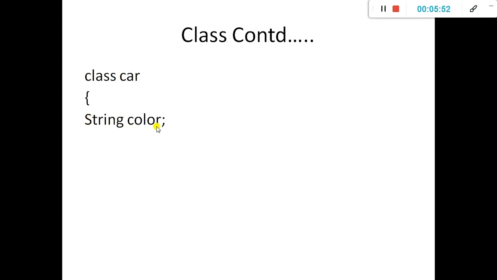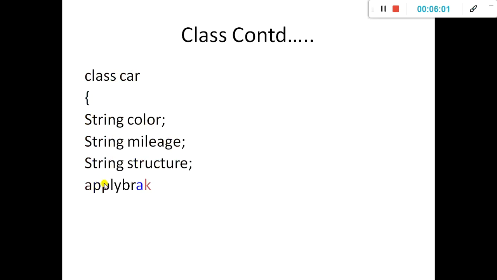Which were those? The color. Again, string is a data type over here, the mileage, the structure, and these are the functions which it can perform. So if I want to implement a particular entity in Java or C++, I'm going to implement it with the help of the keyword class.